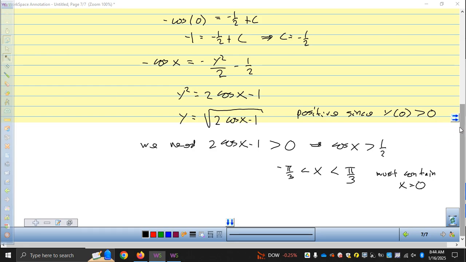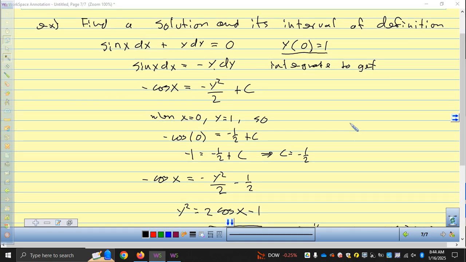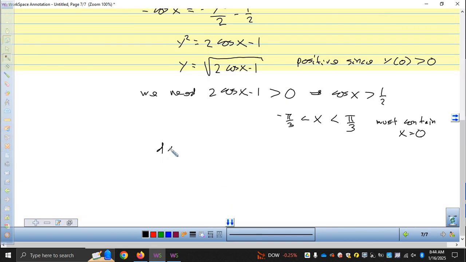And what other condition do we have? Looking at our equation, if we solve for dy dx, what would dy dx be? Dy dx would be negative sine x over y. So y can't be 0. So this is our solution.